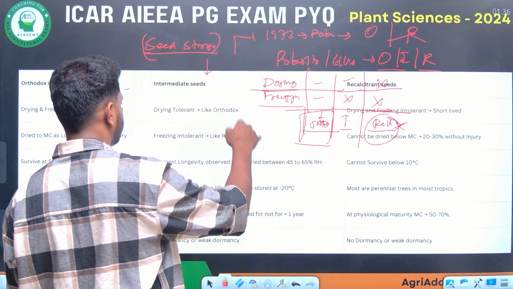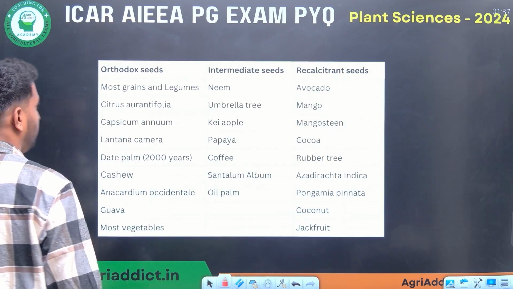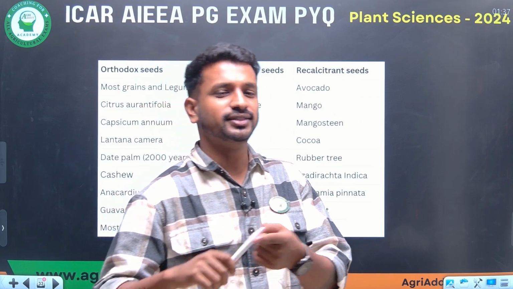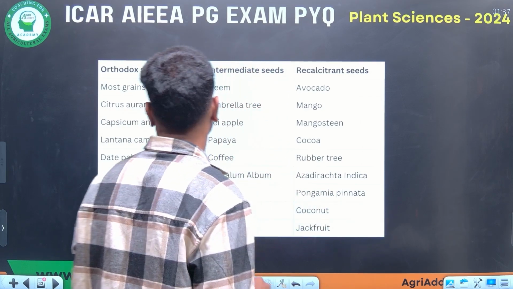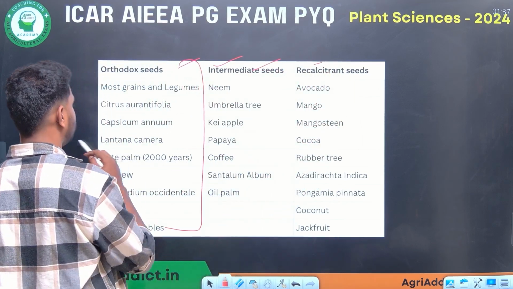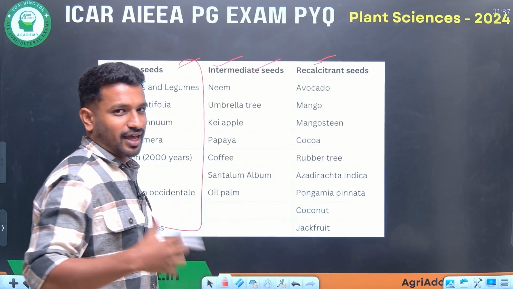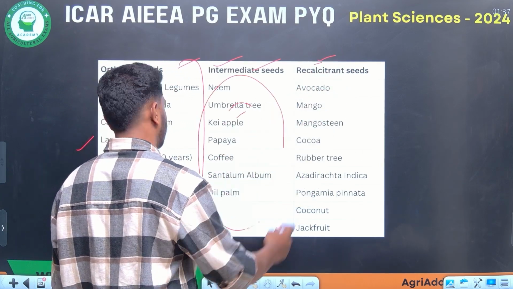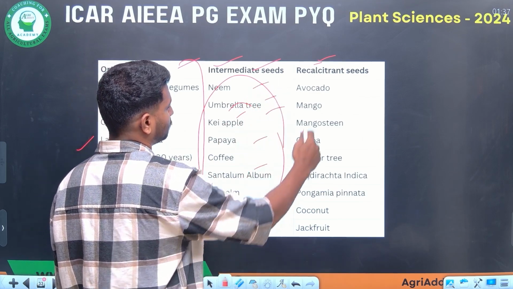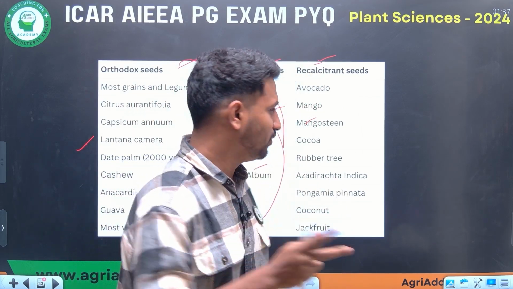Other than that, whatever is there, you just have to go through it once. That will be important for your exam. But the meaning I told you is mainly based on drying tolerance and freezing tolerance. That's it. And the examples are quoted. The examples for orthodox are many. The examples of recalcitrants are moderate, but the examples for intermediate are few. So try to remember the examples of the intermediate, and next for the recalcitrant. Whatever you remember for these two categories, the rest will be orthodox.